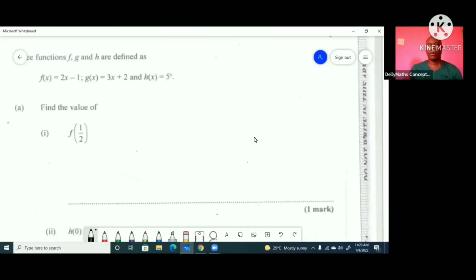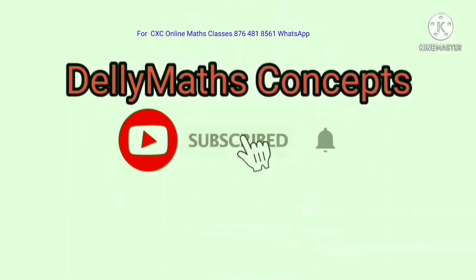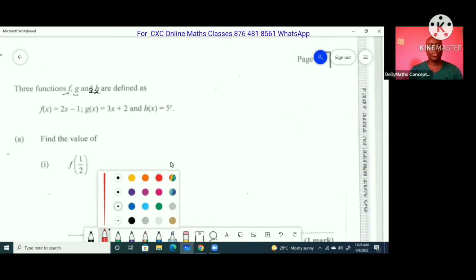Welcome back. What we're looking at here is question 4 of the January 2022 paper 2. All right, let's get on board. So we're looking at a function question here. It says 3 functions f, g, and h are defined. We're seeing what they're defined as down here.